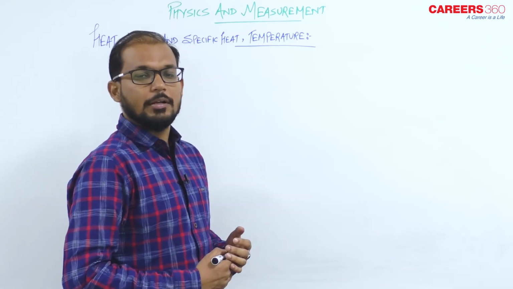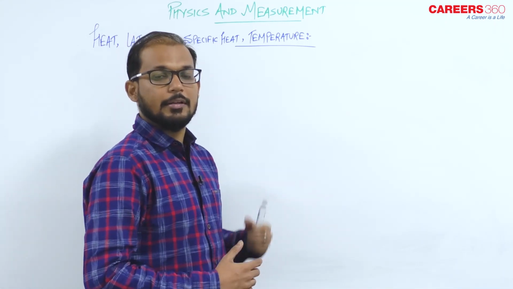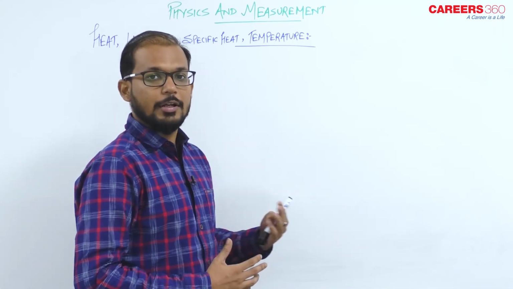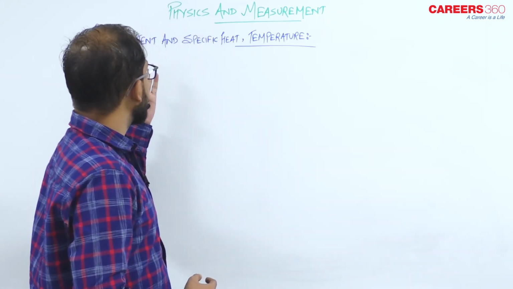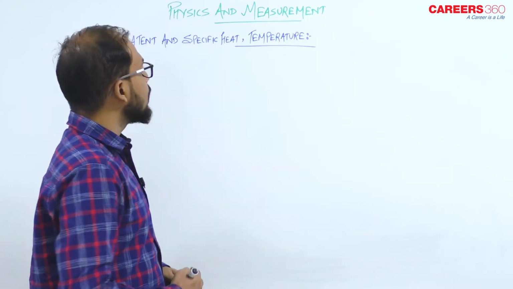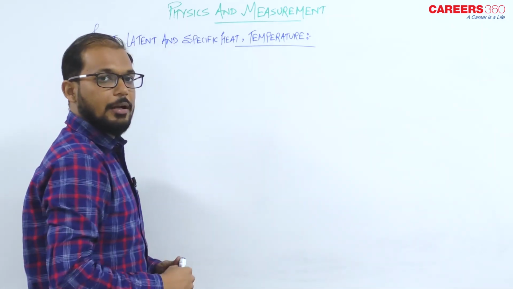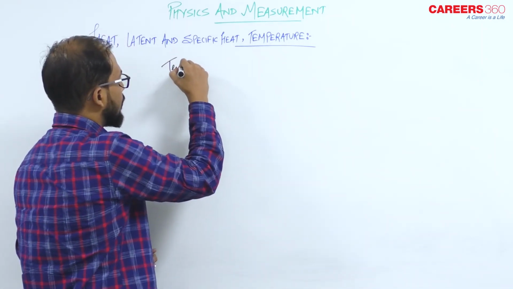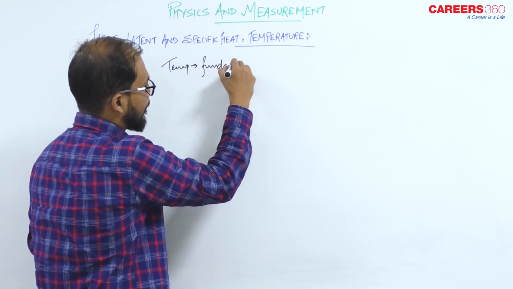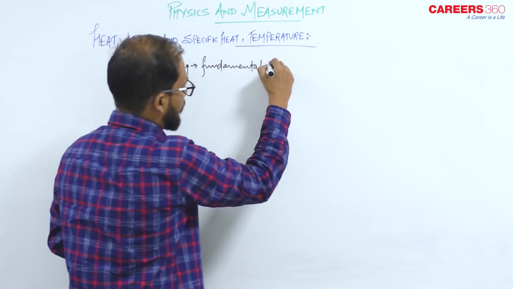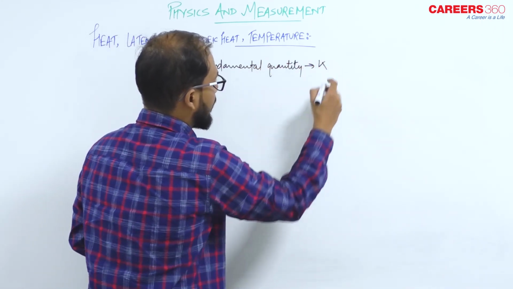Welcome friends. Today we are going to study about the dimensions of heat, specific heat, latent heat and temperature. In the previous lecture we have studied about dimensionless quantities and dimensions of other physical quantities such as angular frequency, angular velocity, work, torque, etc. Now let's start with heat, latent heat, specific heat and temperature. First, temperature. As we have studied earlier, temperature is a fundamental quantity, and it is denoted by K.